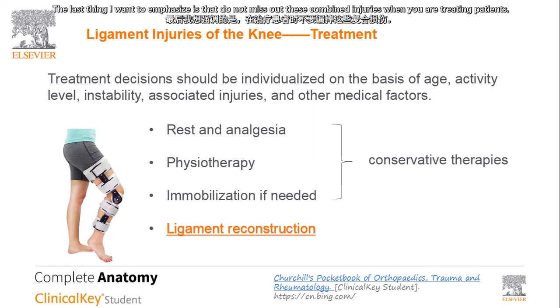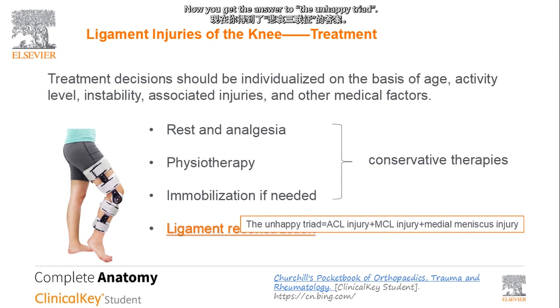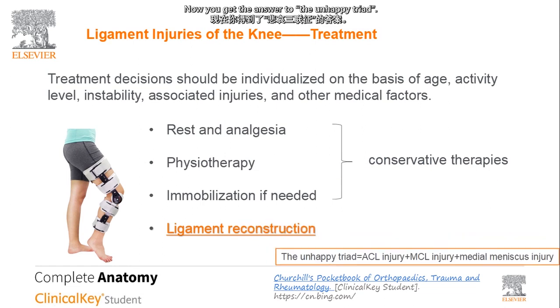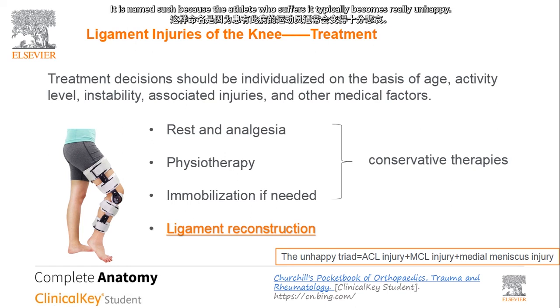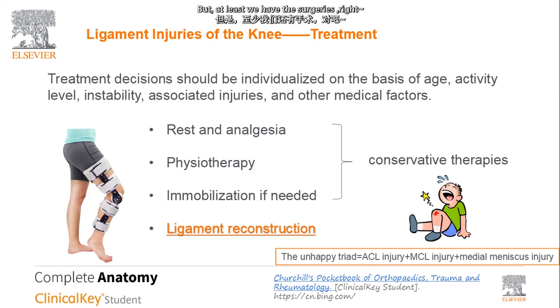The last thing I want to emphasize is that do not miss out these combined injuries when you are treating patients. Now you get the answer to the unhappy triad. The unhappy triad refers to the injury that involves three structures of the knee: ACL, MCL, and the medial meniscus. It is named such because the athlete who suffers it typically becomes really unhappy. But at least we have the surgeries, right?